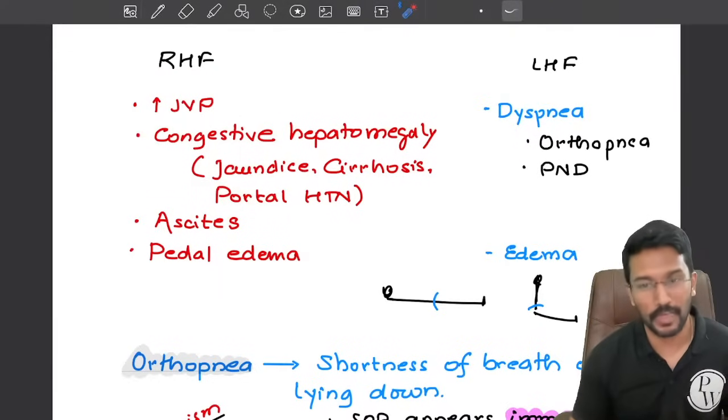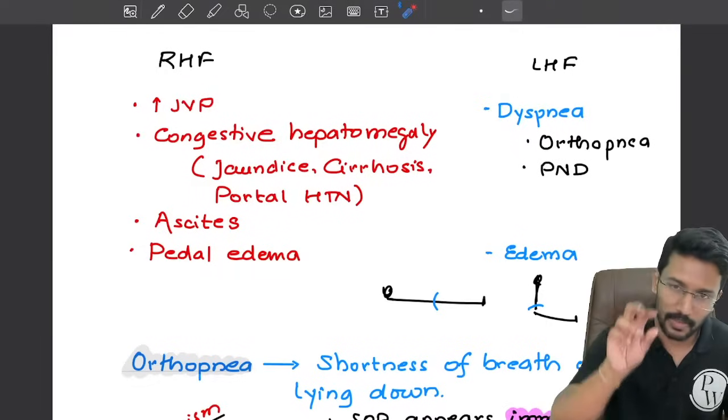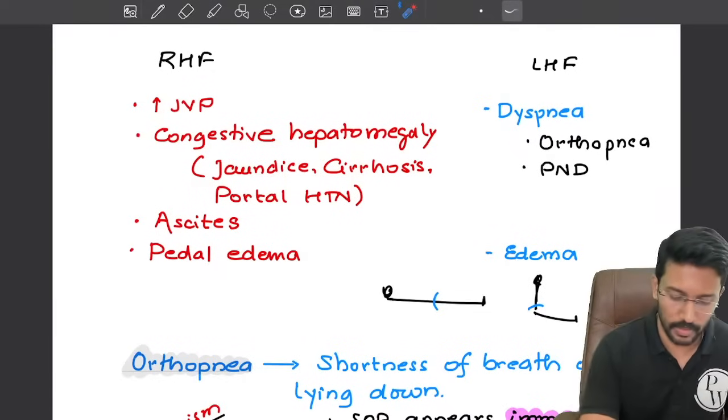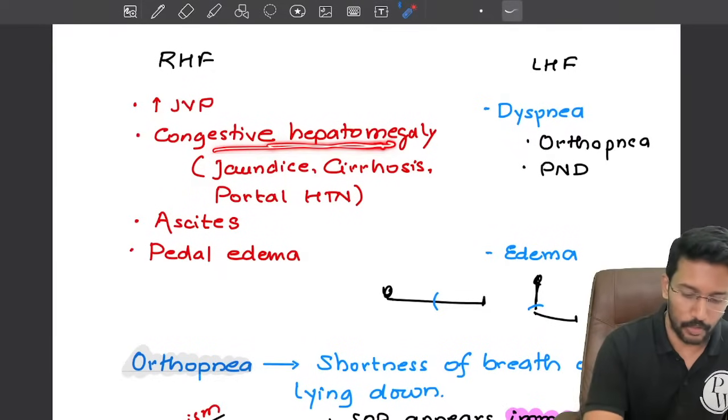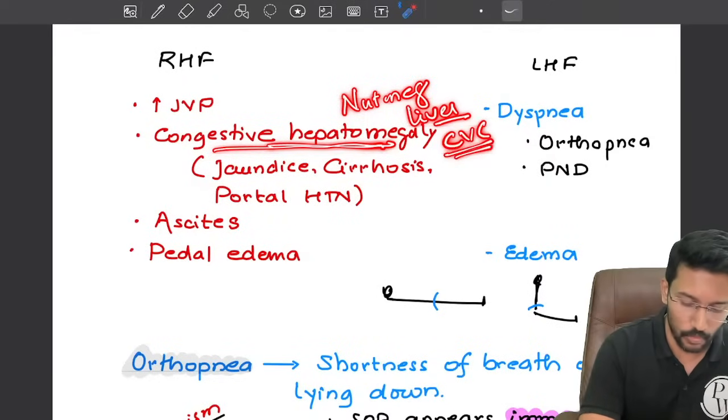And then the blood from the liver also reaches the inferior vena cava. So if the right atrial pressure is high, the blood from the liver cannot reach the inferior vena cava. Blood starts stagnating in the liver. We call it congestive hepatomegaly. In pathology, you call it nutmeg liver, right? Or chronic venous congestion of the liver.